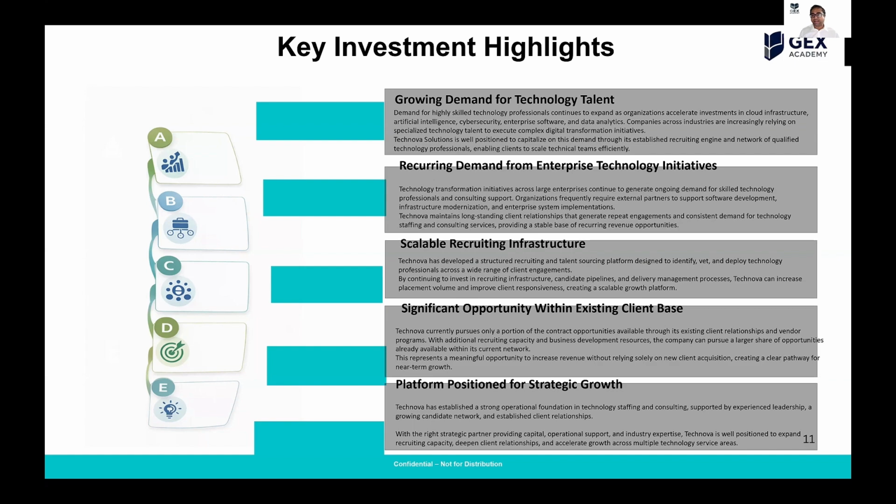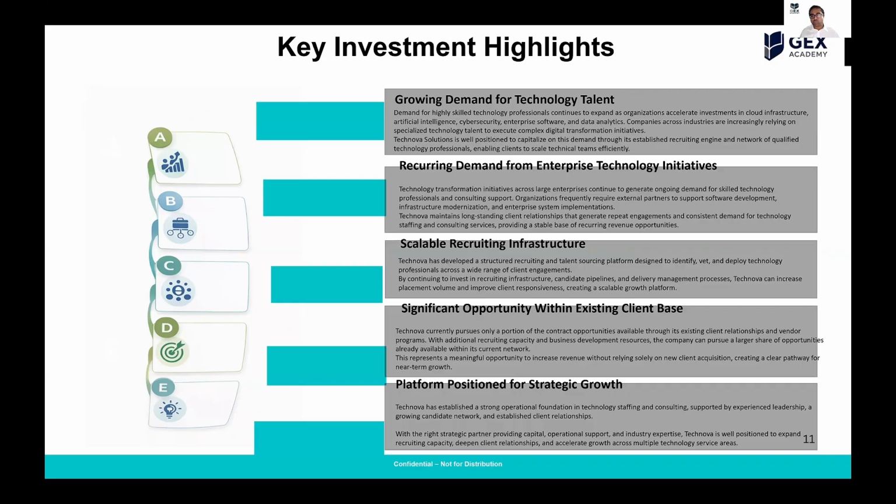The second investment highlight here is recurring demand from enterprise technology initiatives. Unlike many project-based industries where work can be highly transactional, technology initiatives often create ongoing demand. Enterprise software implementation, infrastructure, modernization efforts, cloud migration, cybersecurity programs, and application development projects, all of them frequently require support over extended periods of time.